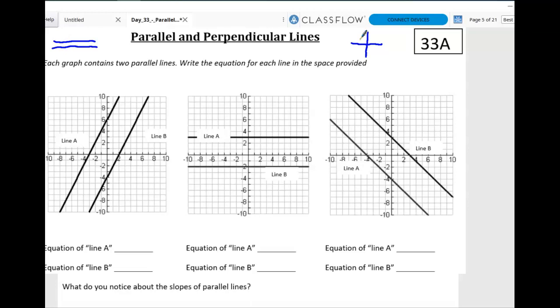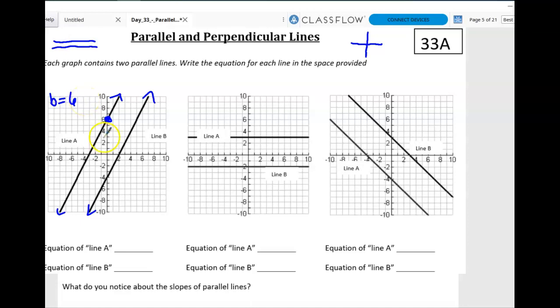If you look at line A in this first example, and these are all lines. All right, line A, looking at the line, I'm going to identify the equation. I like to start with the y-intercept. So I'm going to look at that point right there, which is positive 6. So my B is 6.